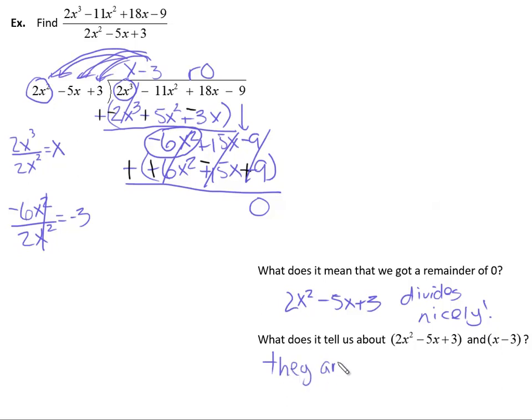So they are factors of 2x cubed minus 11x squared plus 18x minus 9. So they're factors. Those are our two factors. We can multiply and make that polynomial. And later on, we'll use that to help us find our zeros.